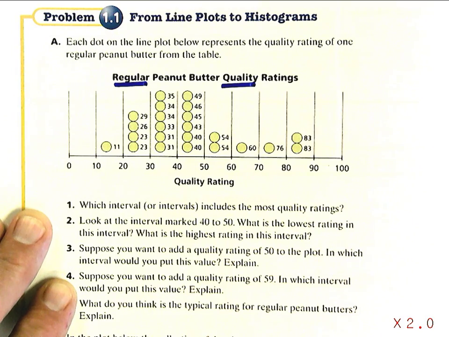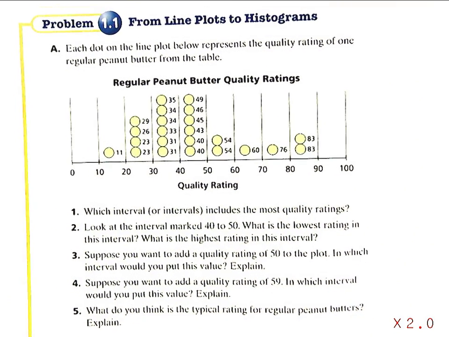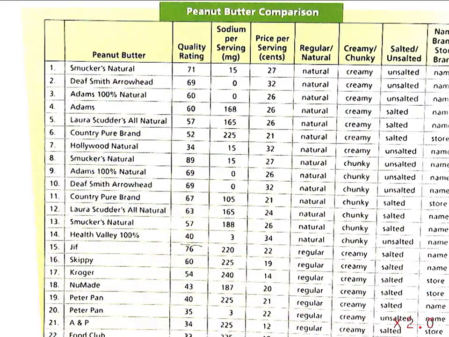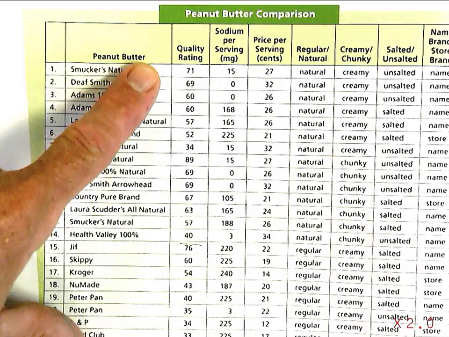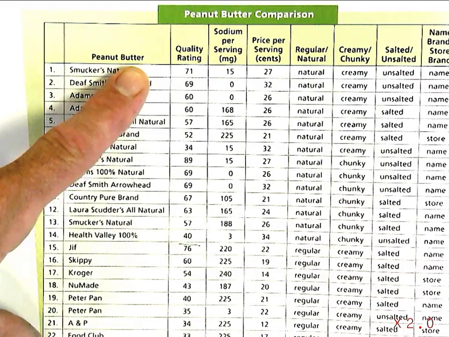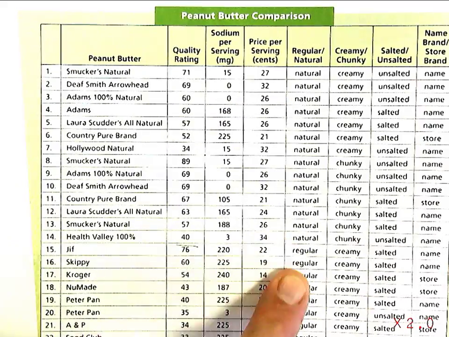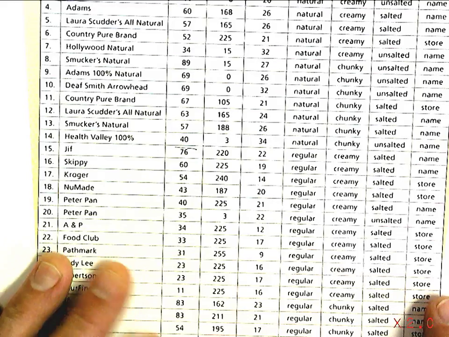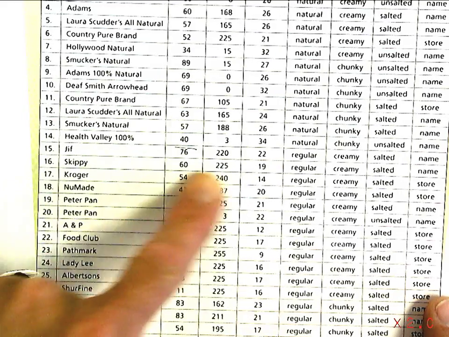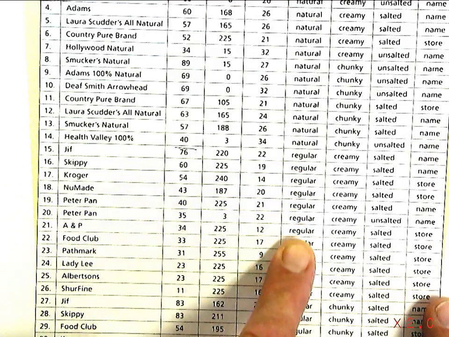And so if you look on a previous page in this book, you'll see a list of all these different quality ratings for different peanut butters. And there's different kinds of peanut butter. There's some regular peanut butters and there are natural peanut butters. And so what they did to make this chart is they took the regular peanut butters, these ones here, starting with number 15. So it's a regular peanut butter.